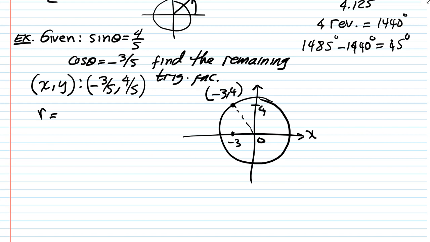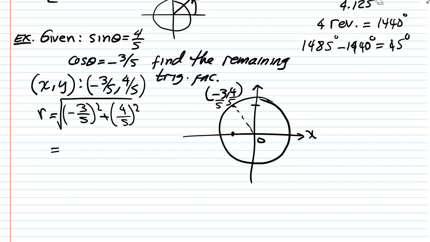The radius is going to be, let's see, actually these are fifths, right? That's fine. 3/5, 4/5. So I can determine the radius to be the square root of x squared plus y squared. And that's going to be a unit circle. Okay, that's fine. Negative 3/5, and this is 4/5.